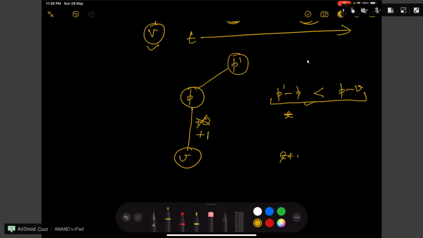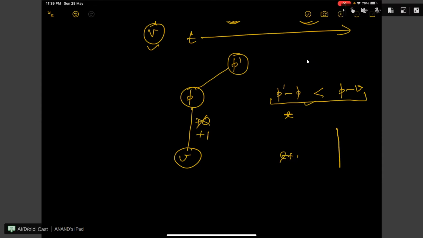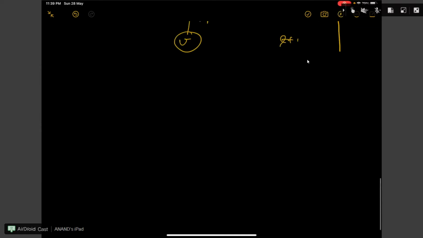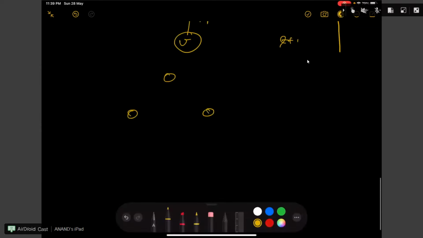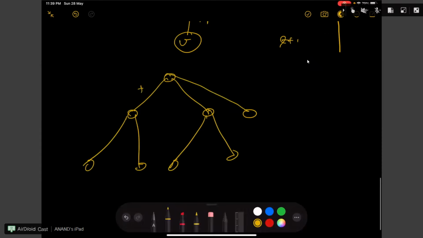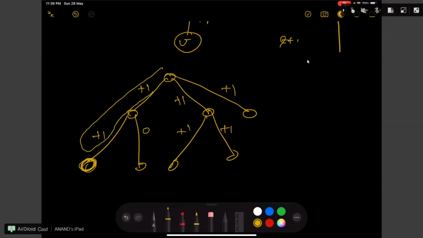Okay, so if you form a weighted tree like this, where each of the edges will have a weight. So let's say this is plus 1, this is 0, this is plus 1, this is plus 1, plus 1, this is plus 1, this is plus 1. In that case, in order to find at what time this will be drawn, you just find the sum of weights of the edges on a simple path from root to this node.